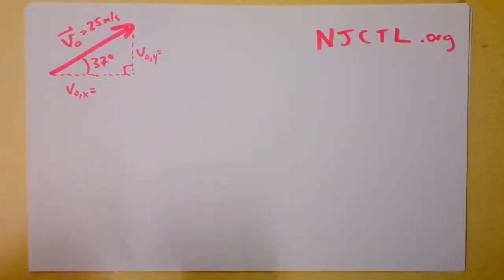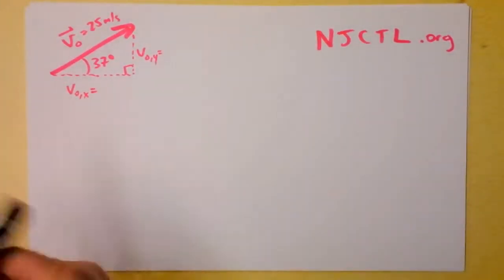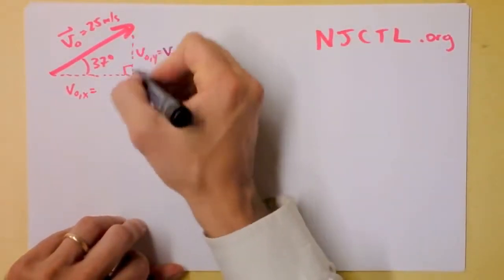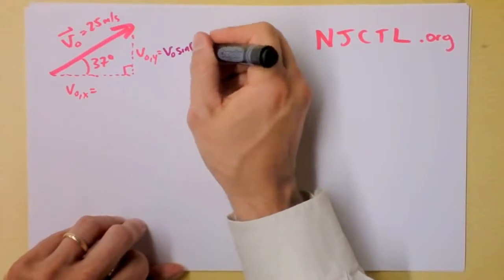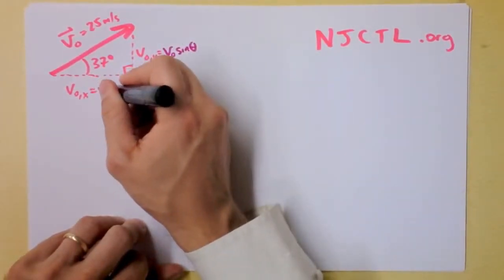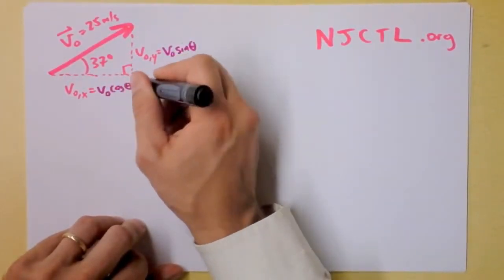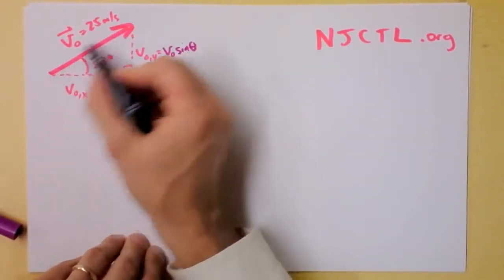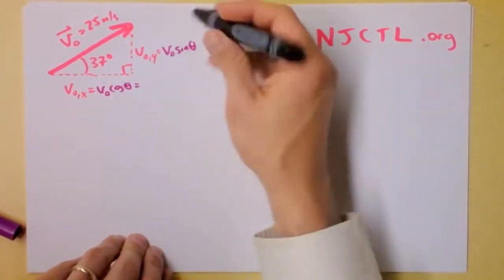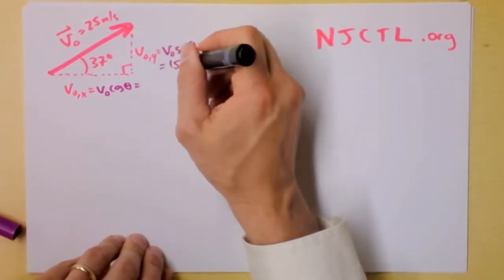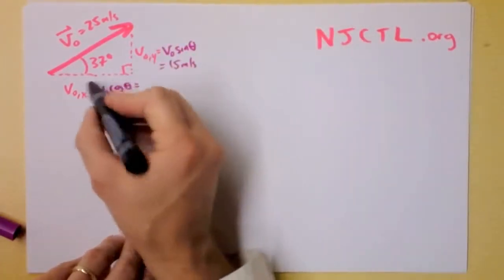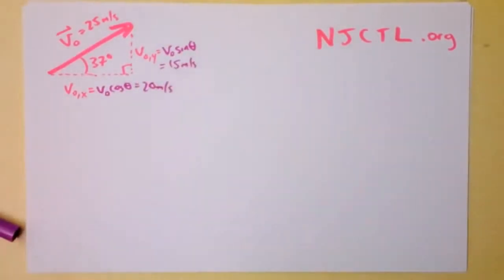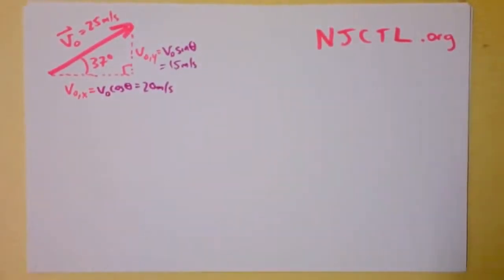Well, it looks like V naught y is going to be V naught, that hypotenuse, times, it's opposite, so it's going to be the sine of theta, and V naught x is V naught times the cosine of theta. And if I follow my 3, 4, 5 triangle, this is 5 times 5, so this guy will be 3 times 5. It's probably going to be 15 meters per second in the upward direction. And this guy is going to be 4 times 5, so it's 20 meters per second. There's a little bit of error on these, but I'm assuming it's not exactly 37.